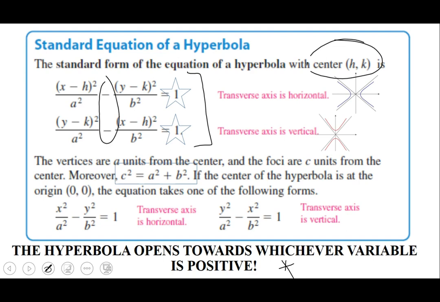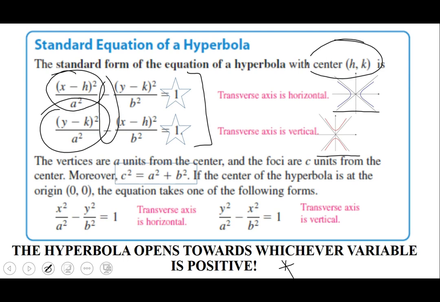So if you take a look at the first version here, because the x is the positive variable, that's why the graph is opening towards the x's, to the left and to the right. If you notice here in the second equation, because y is the positive variable, that's why the graph is opening up and down, towards the positive y and the negative y.